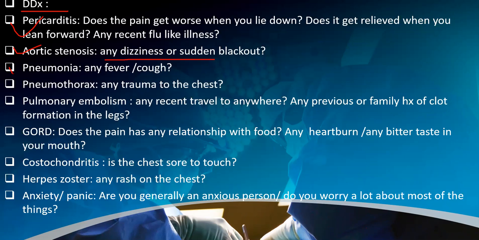Now the lung: pneumonia, pneumothorax, pulmonary embolism. For pneumonia, any fever, cough, shortness of breath. You already asked shortness of breath, so you don't need to ask it again. Any fever, cough. For pneumothorax, any trauma to the chest. You can also ask any history of lung conditions. Pulmonary embolism, very important. Any recent travel to anywhere, any past history of clotting disorder, any family history of clotting disorder.